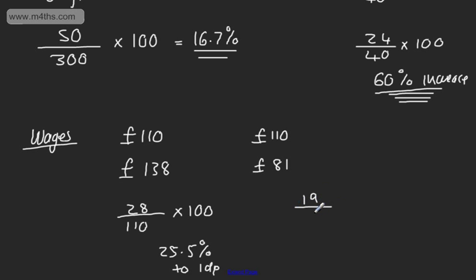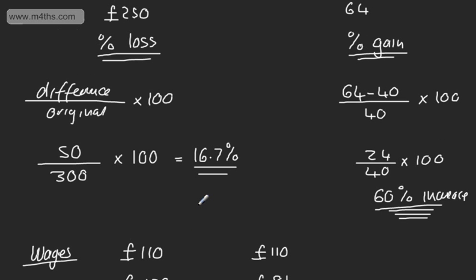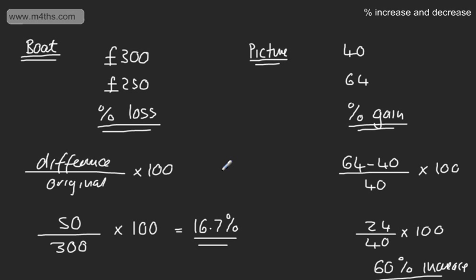We look now at, sorry, the difference is 29. We look at the original, 29 over 110 times by 100, and we would get a very similar value. And that would be now roughly, again, 25% decrease. So that's looking at increasing and decreasing by these values right here. So it's of the original. What loss or gain have you made?